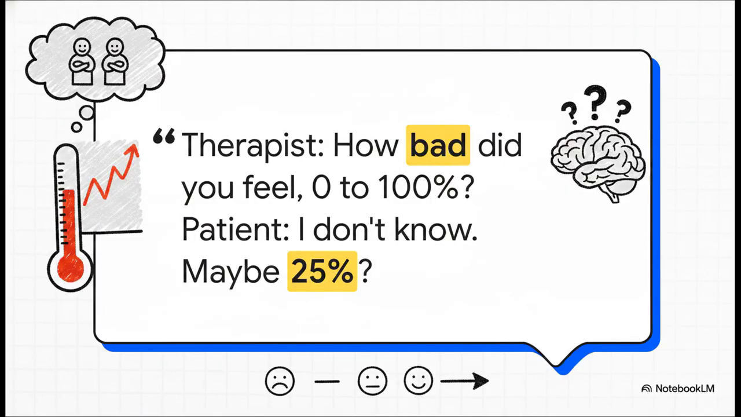So think about this common scenario. Your patient starts telling you about a problem they had. Your very first move shouldn't be to get all the details of the story. Your first move should be to take the emotional temperature. Okay, so how bad did you feel on that 0 to 100 scale?